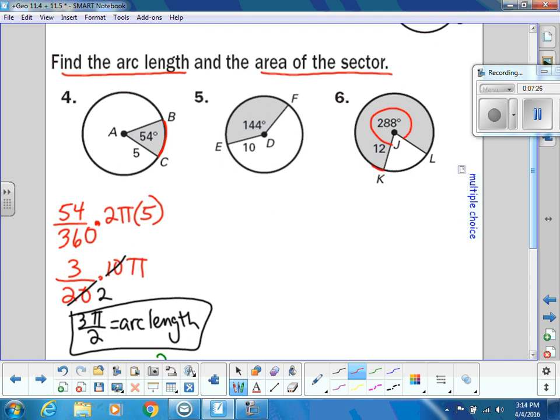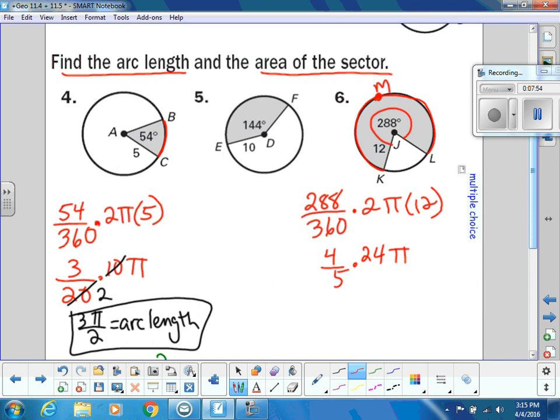So if I wanted to find this arc length, so let's say I was doing the major arc, KML, we would do 288 over 360 times 2 pi r. All right, so we're going to reduce that 288 over 360, and that'll give us 4/5. Up here, we're going to have 24 times pi. 24 over 5 does not reduce, so all we do is just multiply that out. So that's going to be 96 pi over 5, and that's for my arc length.